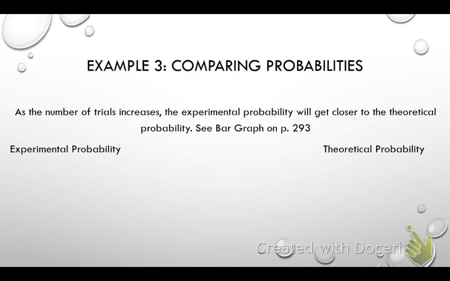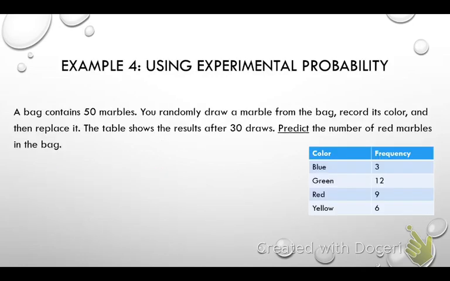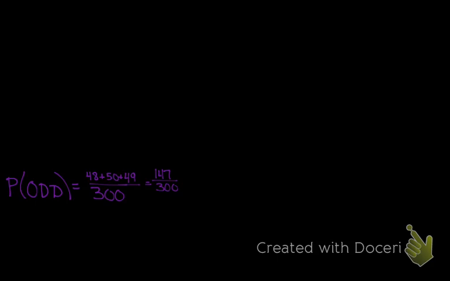How many times was a 1 rolled? 48 times. How many times was a 3 rolled? 50. What about a 5? 49. Okay, so 48 plus 50 plus 49 is 147. Over 300. Okay, 147 over 300.